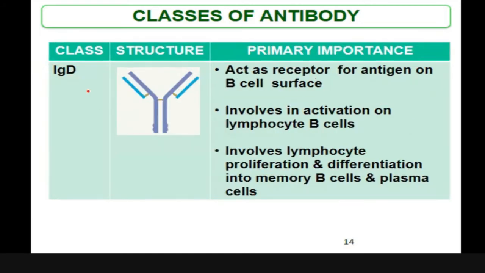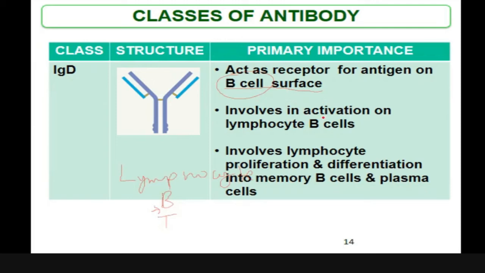Okay, IgD act as receptor for antigen on B cell surface. Okay, B cells ni is another type of lymphocyte. Kita lymphocyte ada lymphocyte B and lymphocyte T. So nanti I will explain later the difference between B and T. So IgD receptor for antigen on B cell surface.